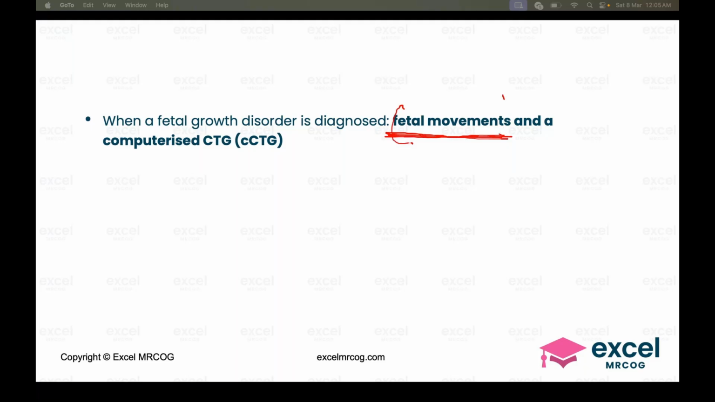Fetal movements. Next, computerized CTG is important. From 26 weeks, you can do a computerized CTG. This is different from the routine CTG that we do, because you check for short-term variability. What we normally check, the variability that we refer to, is not the short term, not the small beat to beat changes. It is the long term, the waviness on the CTG tracing. But here you check the short term variability.